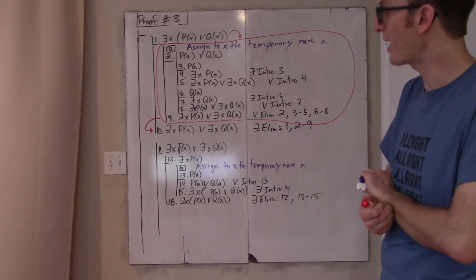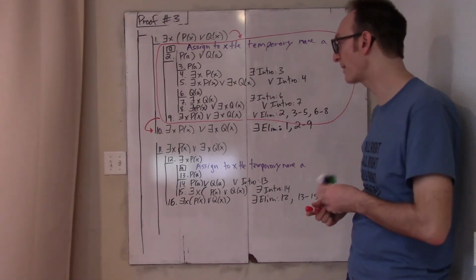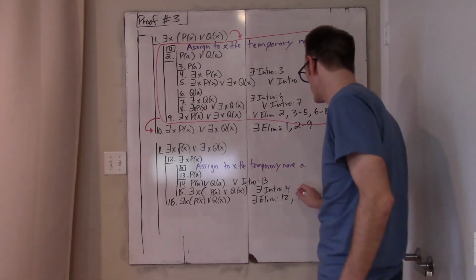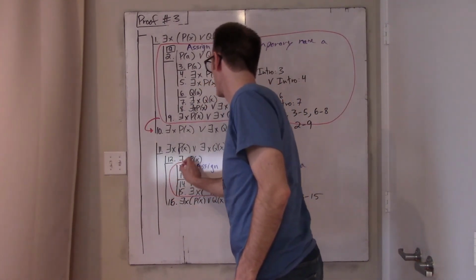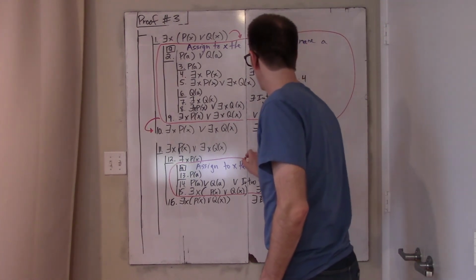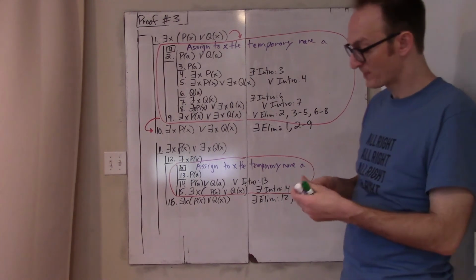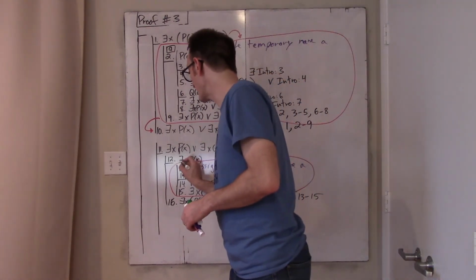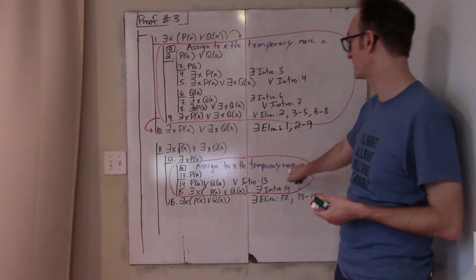In line 12, I knew something. What did I know? I knew there was some person with property P. I chose to engage in an exploration of that fact. And my exploration of that fact led me to temporarily give that person, that I know exists by virtue of line 12, the name A. That's what I did here.